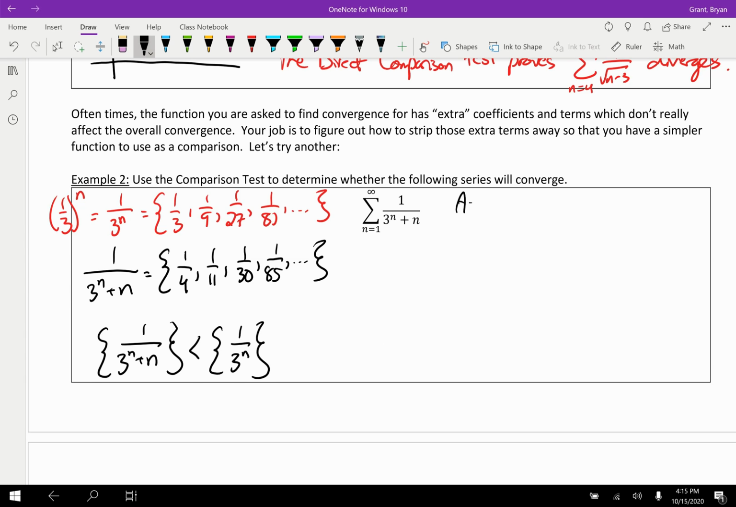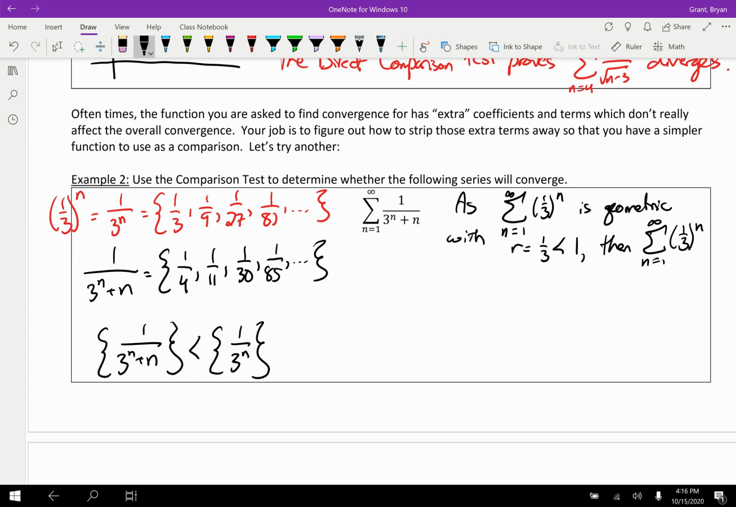So, we'll do the summation. As the sum from n equals 1 to infinity of (1/3) to the n is geometric with r equal to 1/3, which is definitely less than 1, then, and I'm really trying to avoid it, I wanted to say it right here converges, but I'm going to be better than that. Then the sum of (1/3) to the n converges.